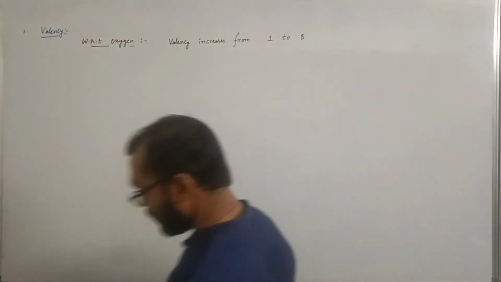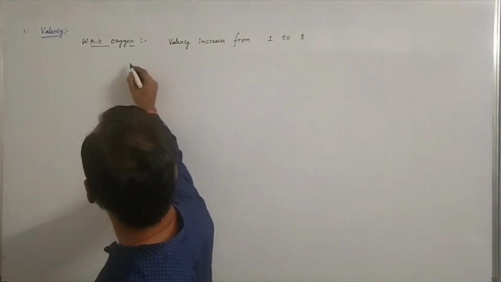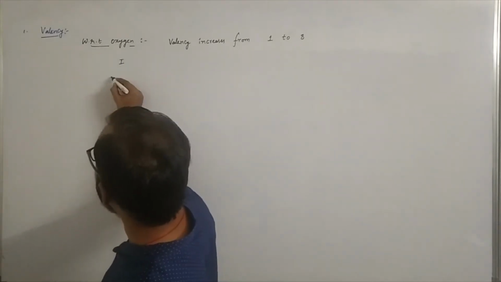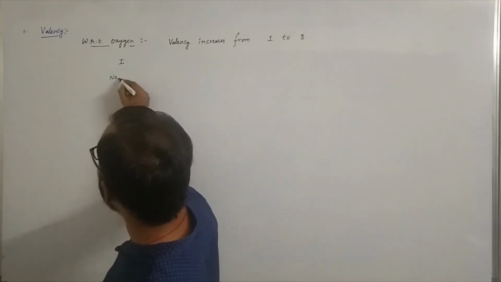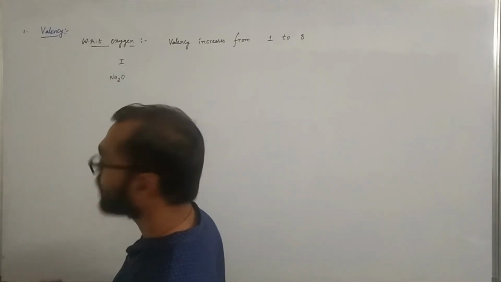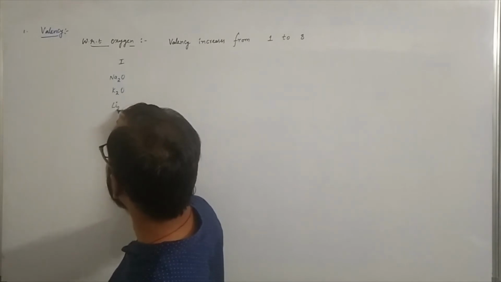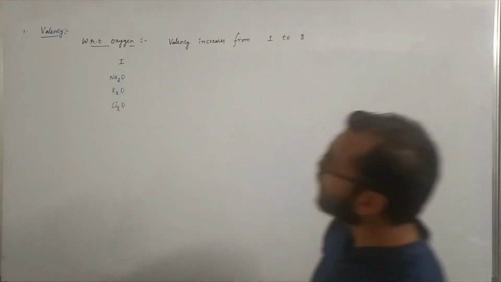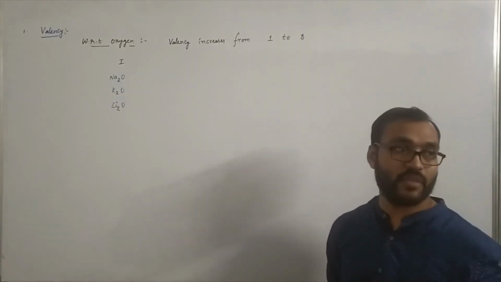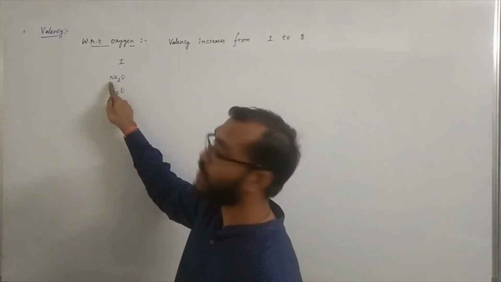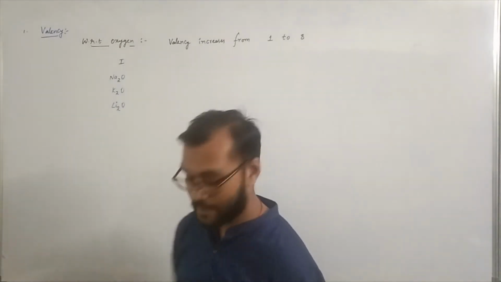Example, if you take first group elements, can I take the example as Na2O, sodium oxide, potassium oxide, of course lithium oxide. So here they are having a valency of 1 because oxygen valency is 2. So to satisfy that valency I need 2 elements, means valence of each element is 1.